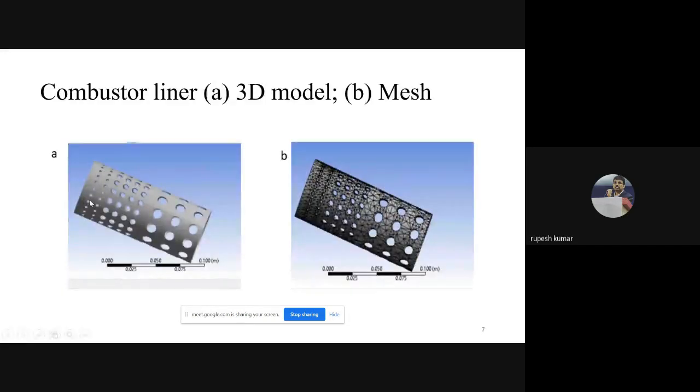As I told you, this is the primary holes, this is the secondary, and this is the tertiary holes. The primary holes are very helpful in flame propagation, whereas the secondary holes are used for flame stabilization, and the tertiary holes are used for cooling of the flame. And you can see the meshing here.